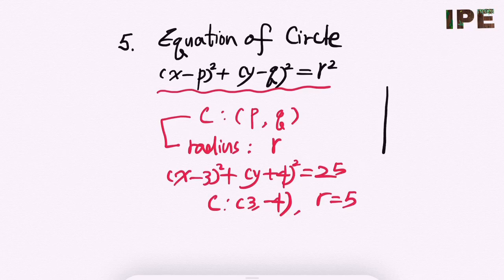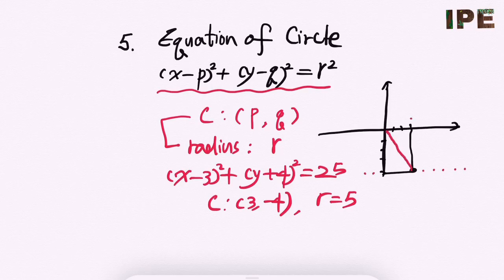If you draw the circle on the xy coordinate plane, (3, negative 4) is the center, and then the radius is 5. 1, 2, 3, 4, 5. All right. From now, let's solve some SAT problems.